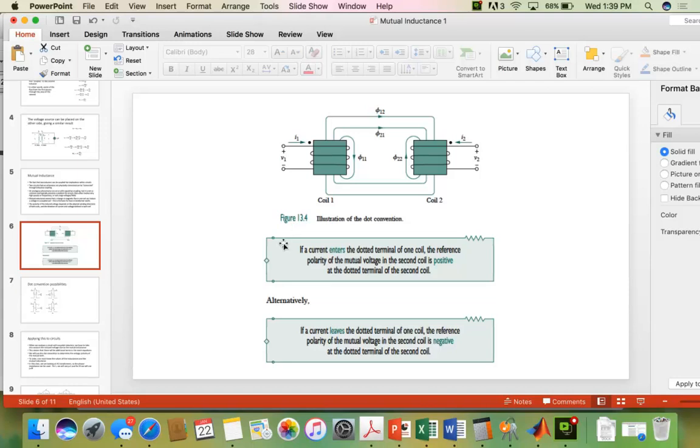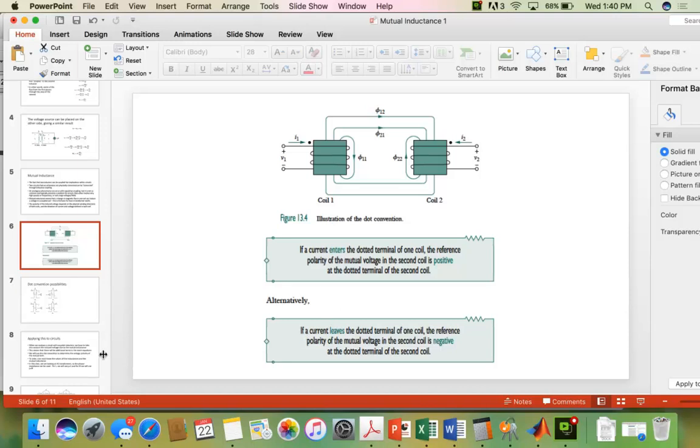So the dot convention applies as follows. If a current enters the dotted terminal of one coil, the reference polarity of the mutual voltage on the second coil is positive at the dotted terminal of the second coil. The same can be said if a current leaves the dotted terminal of one coil, the reference polarity of the mutual voltage in the second coil is negative at the dotted terminal of the second coil.